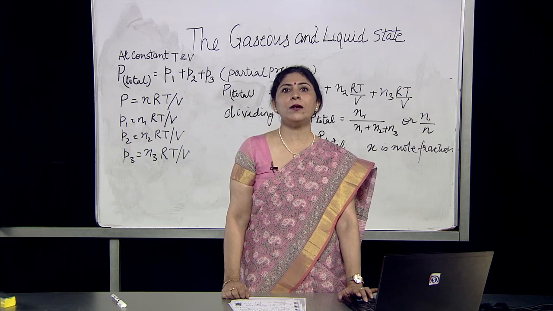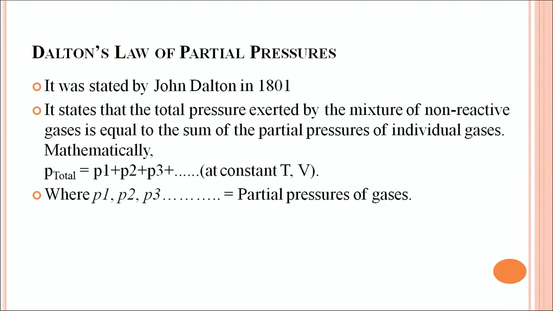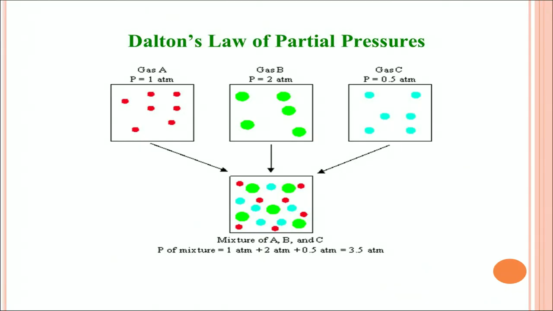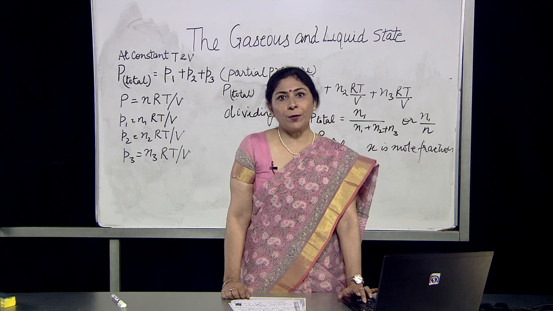Now let's start with Dalton's law of partial pressure. It was stated by John Dalton in 1801. It states that the total pressure exerted by a mixture of non-reactive gases is equal to the sum of partial pressures of individual gases. So, we can see here that if we have three different gases, A, B and C, they have their own pressure. This is known as a partial pressure, and when we combine them, we get a total pressure.